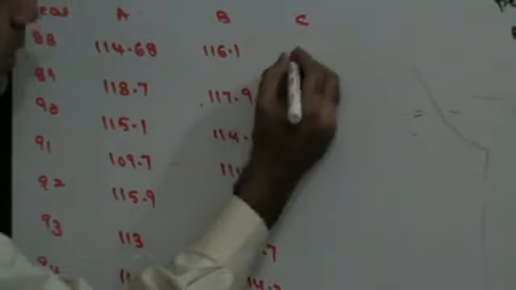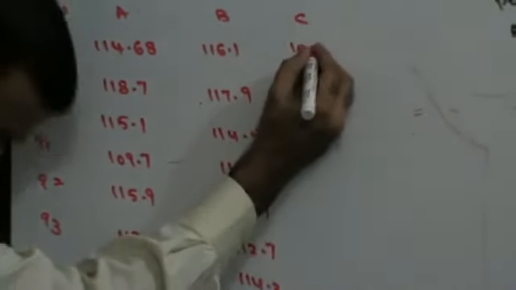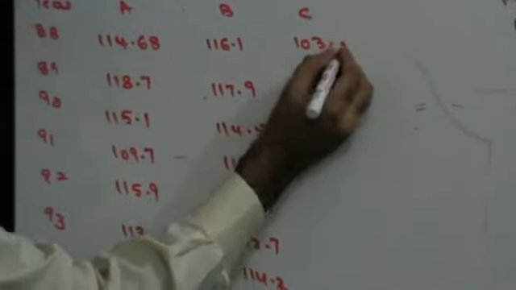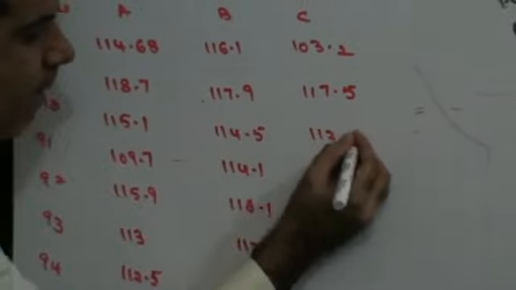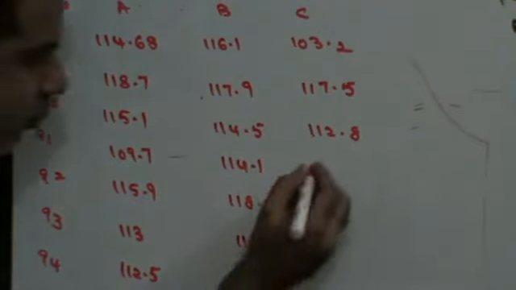Next, 382 divided by 3.7 is 103.2. Then 470 divided by 4 is 117.5. Then 485 divided by 4.3 is 112.8. Then 501 divided by 4.6 is going to be 108.9.